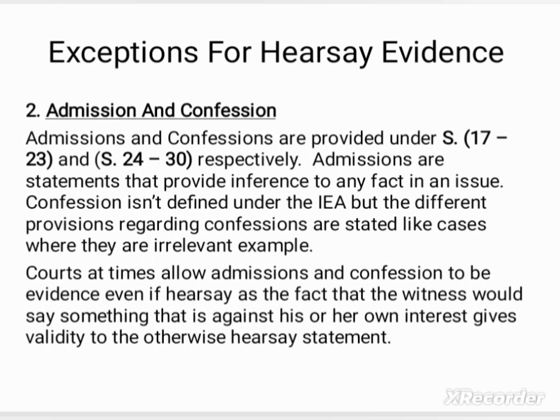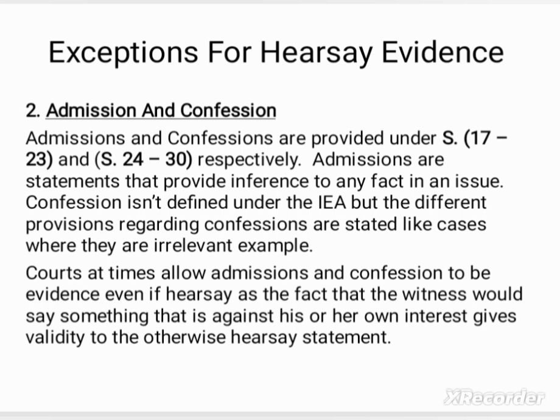Admission is also an exception to the rule that says hearsay evidence is no evidence. Section 17 of the Indian Evidence Act defines admission as a statement, either oral or in the form of a document or electronic form, which gives inference to any fact in issue. If a person in court makes a statement against his own interest, then the court accepts such a statement on the ground that a person shall never make a statement against his own interest.